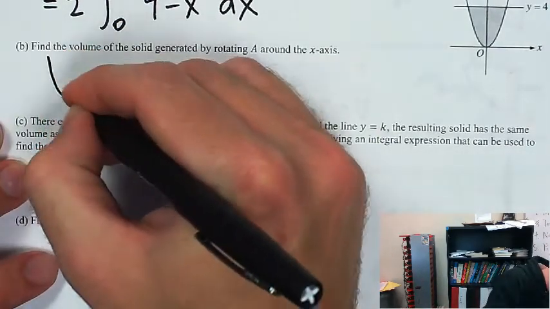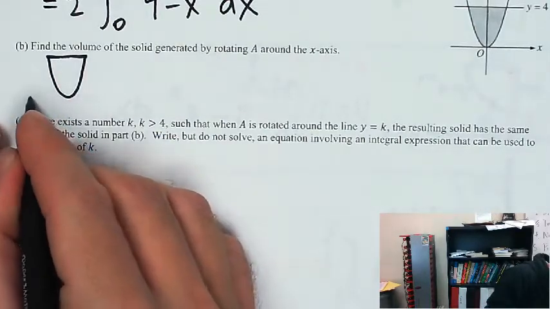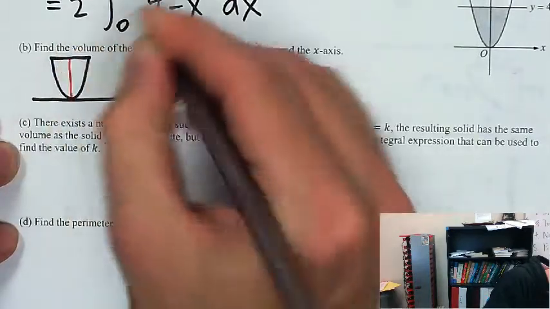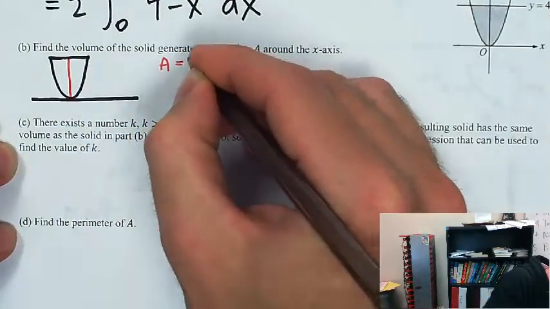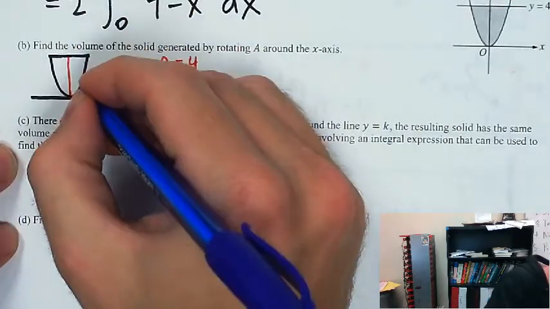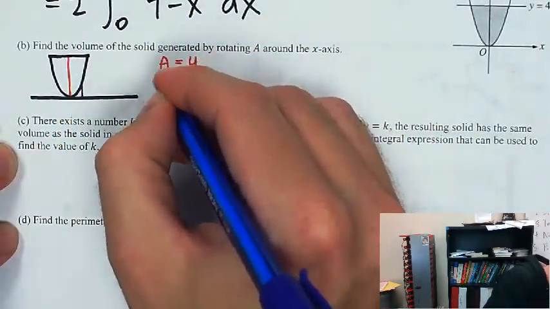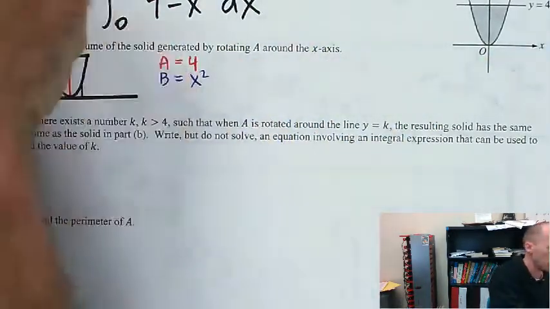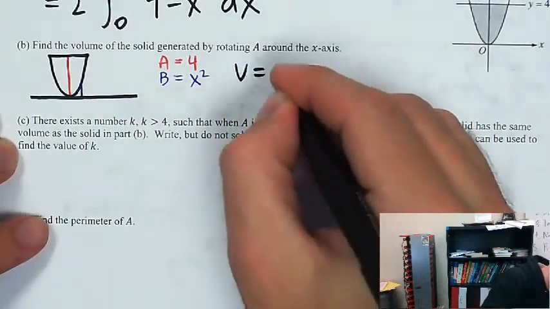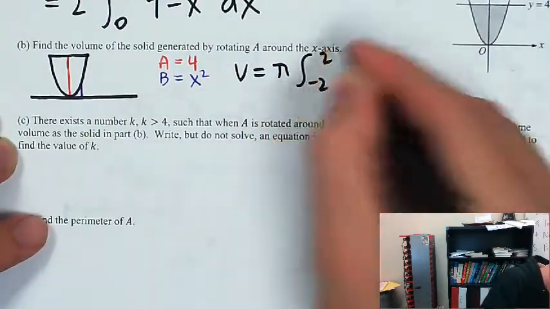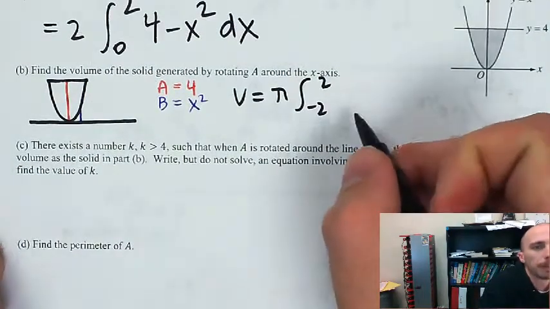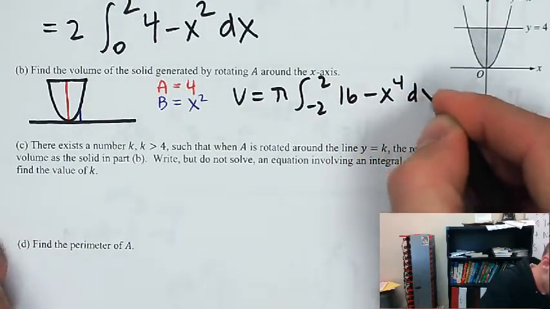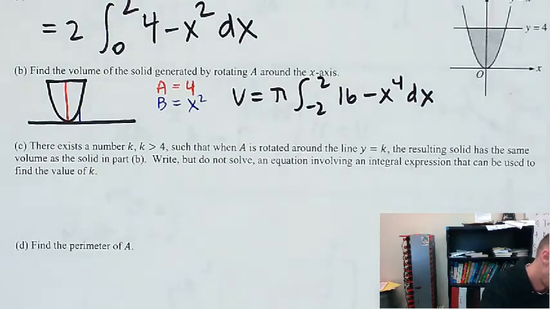All right, well, my large radius is going to be top minus bottom. It's going to be 4 minus 0, which is 4. And my small radius is going to be top minus bottom, which would be just x squared. Okay? So the volume is going to be pi times the integral from -2 to 2 of large radius squared minus small radius squared. And you could do that by hand.